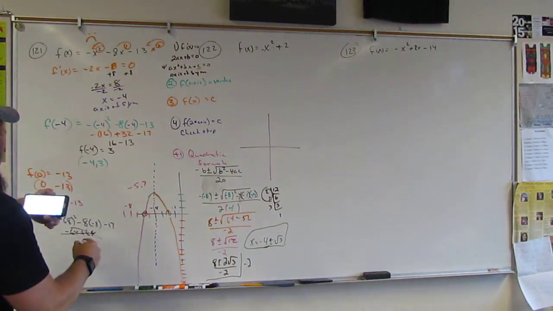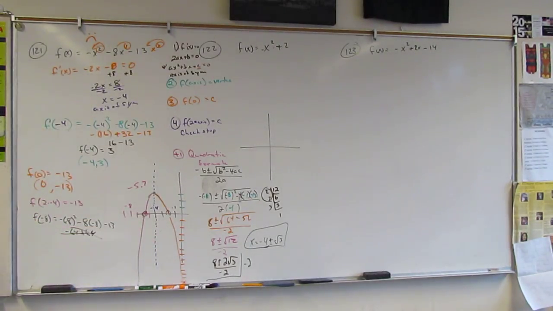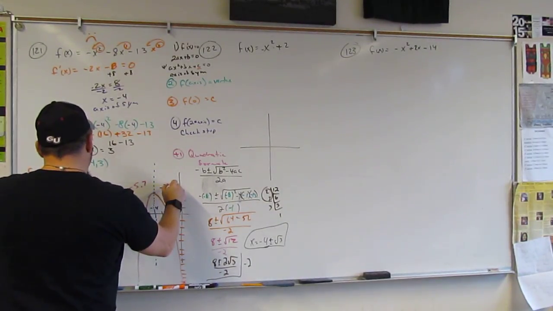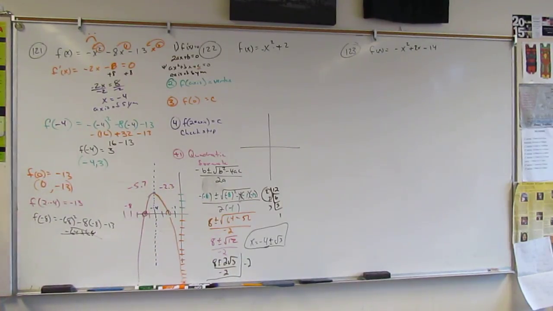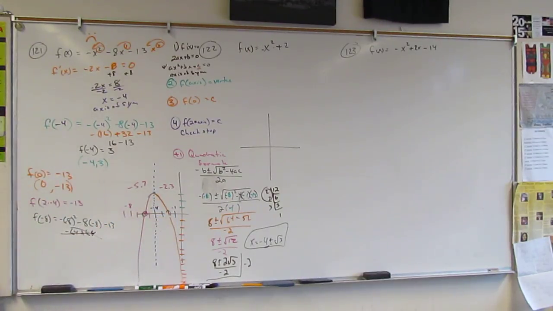Okay, and then what's the other one? Well, that would be negative 4 plus the square root of 3. So we go negative 4 plus the square root of 3. And that's negative 2.3, right? And so, look, 2.3, it comes right across there. 2.3, okay?